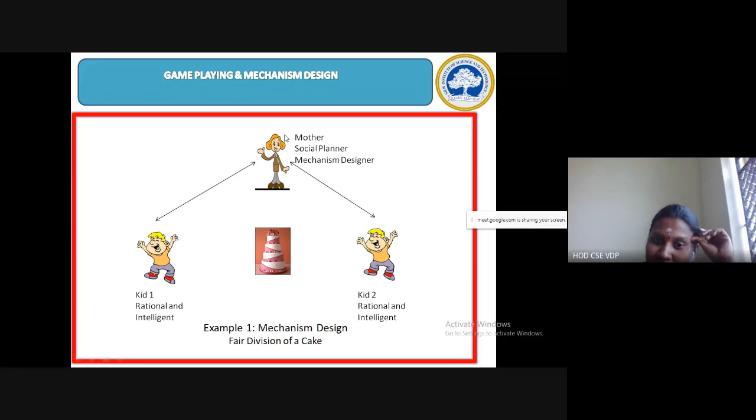And not necessarily the mother has to cut the cake. Okay. Can you design a mechanism? Design is nothing but you have to design a strategy so that both the players are satisfied. That's all. What is the strategy that the mother is going to play?